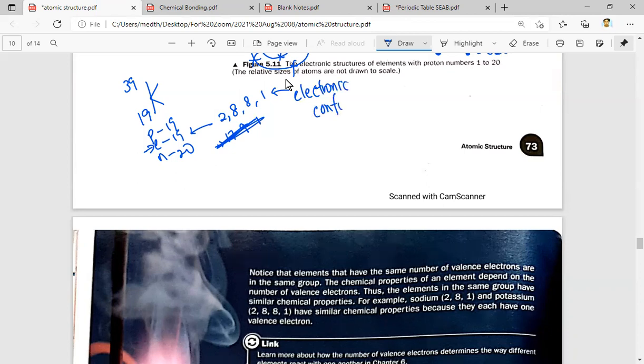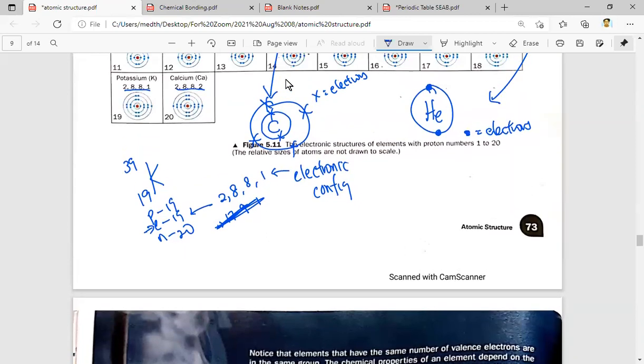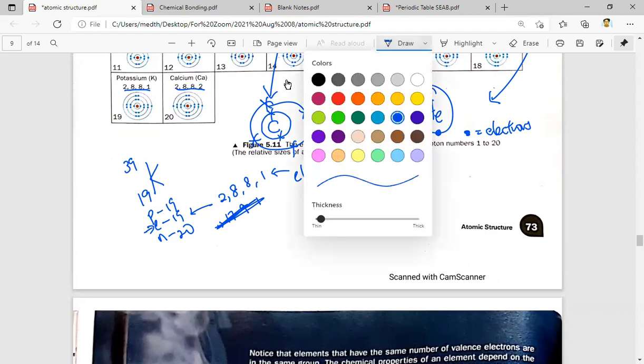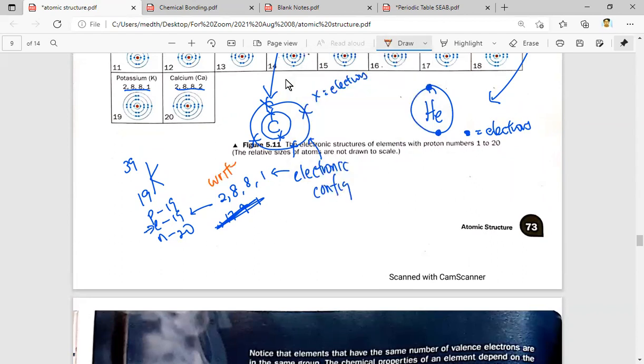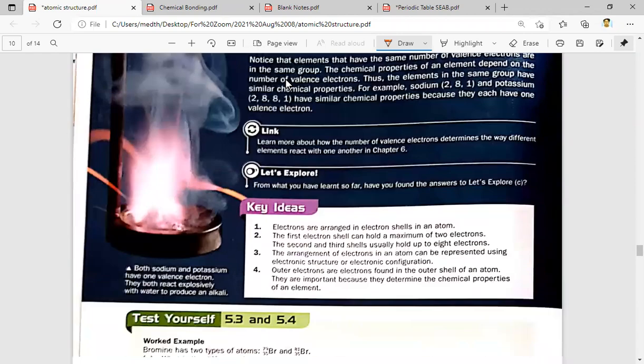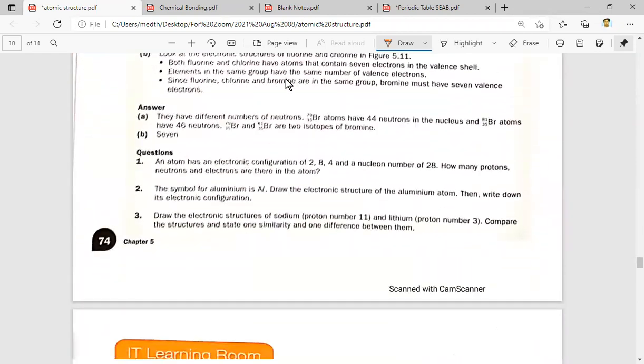Electronic config. Now think about electronic configuration. These two, the drawing one and the writing one, 2, 8, 8, 1, are both called electronic configurations. But this one is the written form. So if I want you to write the electronic configuration, you write 2, 8, 8, 1. But if you want to draw, this is the drawing way. So drawing and writing, both can. It really depends on what the question wants. So that is the electronic configuration part.